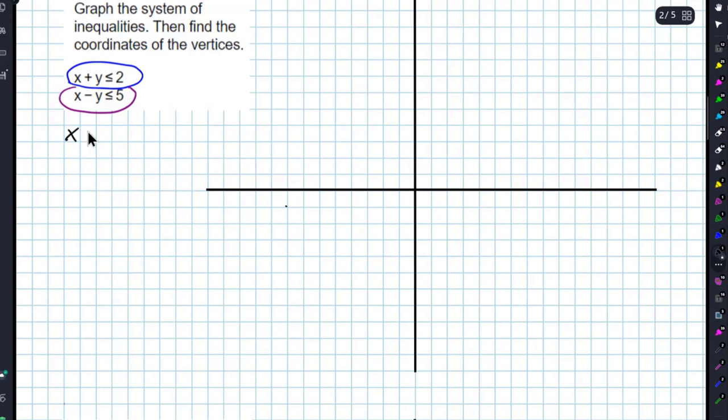X plus Y equals 2. So I'm graphing the line. So here's step one. I make an X and a Y chart. If X is 0, you don't have to use my numbers. I'm just kind of going for an easy one. If X is 0, Y is 2. If Y is 0, then X is 2.